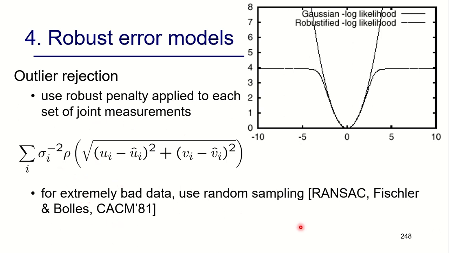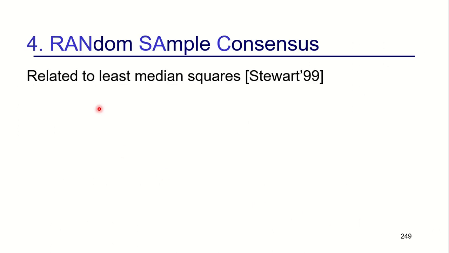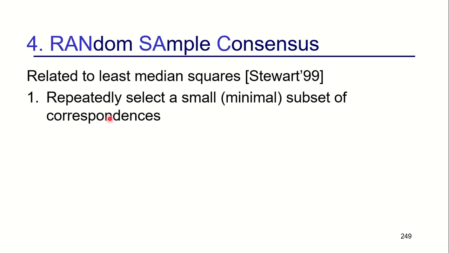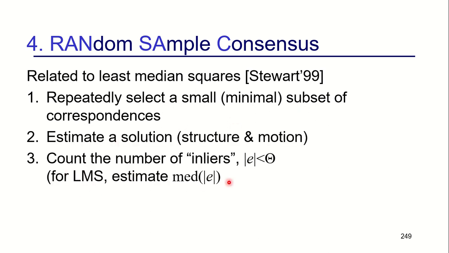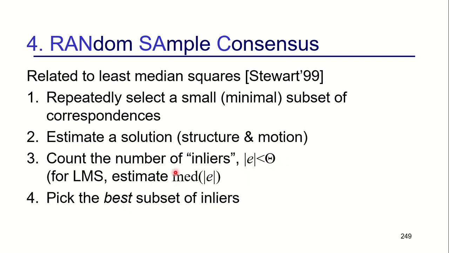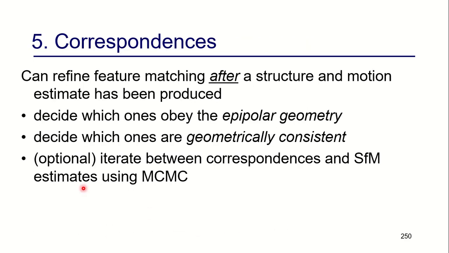So for bad data you have to use RANSAC. RANSAC is related to least median of squares. So repeatedly select a small subset of correspondences and estimate a solution. Then count the number of inliers, which is |e| less than capital theta. For LMS you have to calculate the median. So pick the best subset of the inliers and find a complete least squares solution.